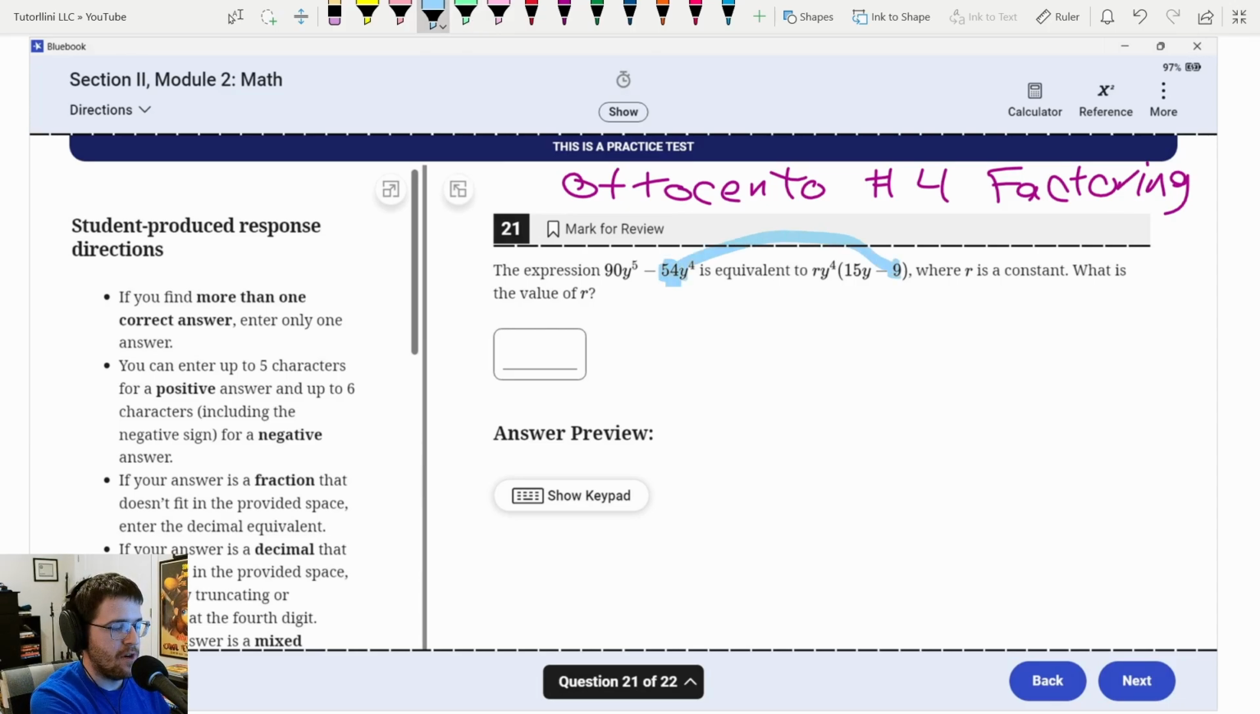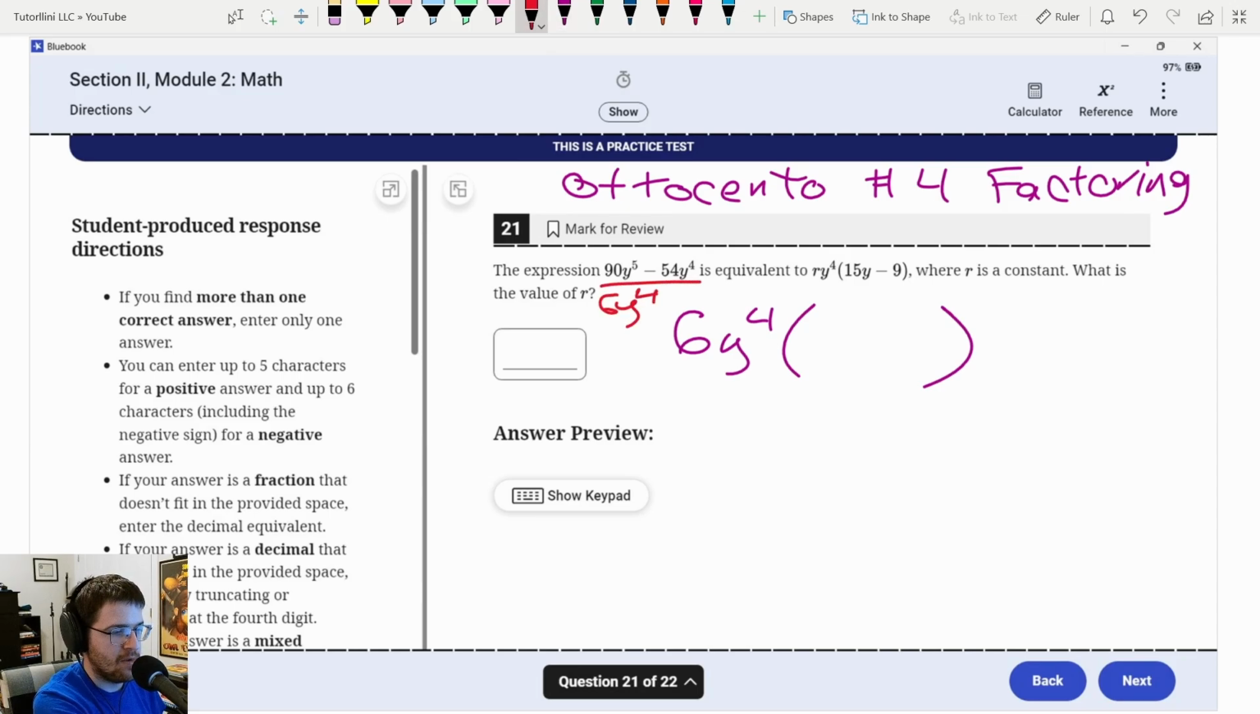So why don't we just hold up 2 of them? Like 54 divided by 9, that's 6. So I bet they want us to pull out 6. And then what's the most amount of y's they have in common? 5, 4. So the most that they both share is 4. The left one's got 5, but the right one doesn't. They both have at least 4. So we'll pull out 6y to the 4th, and then we'll see what's left.